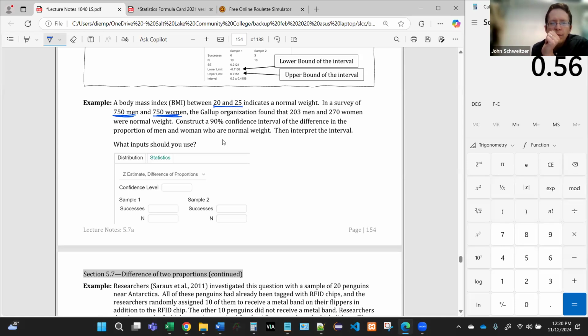So the picture we want to have is the population of females, all females, and some proportion of those females will have that normal weight, right? And then we look at the population of males, and so this is all males. Some proportion of all males will have a normal weight, between 20 and 25. And so the idea is we're trying to see if there's a difference between these two proportions, PF and PM.